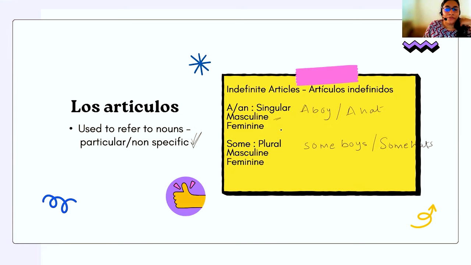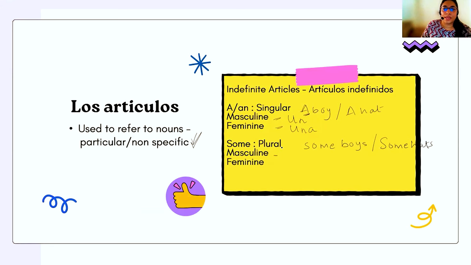Now, when you are talking about a singular masculine noun and you want to use an indefinite article like a or an, you are going to use un, U-N. When you are referring to a singular feminine noun and you want to use an indefinite article, you're going to say una. Okay, let's say it again. When you're talking about a masculine singular noun and you want to use an indefinite article like a or an, you're going to use un. And when you're referring to a feminine singular noun, you're going to use the article una.